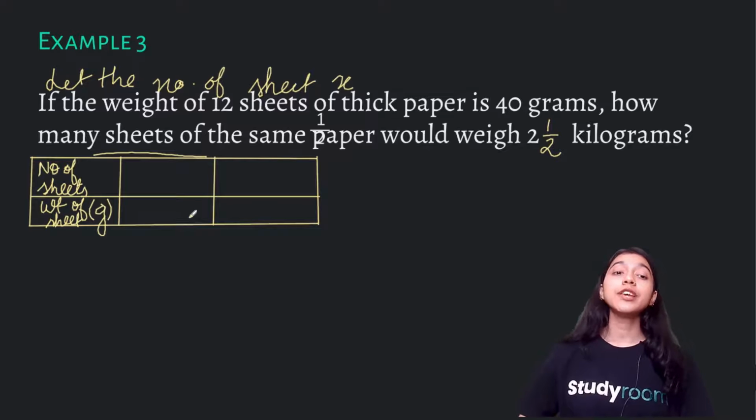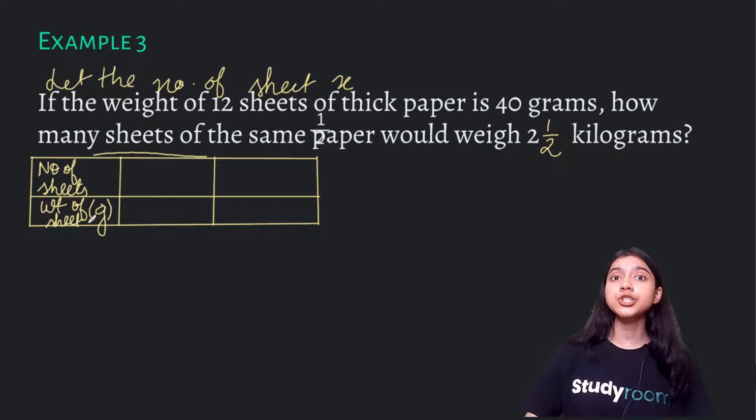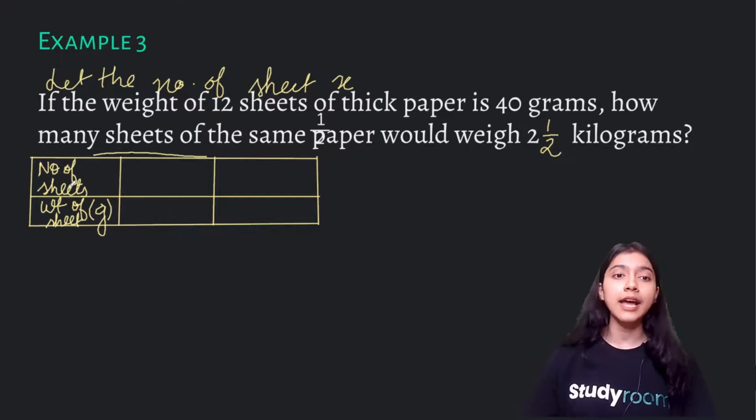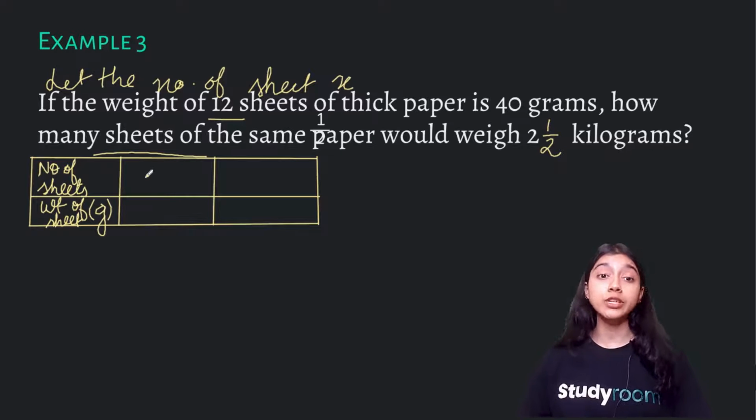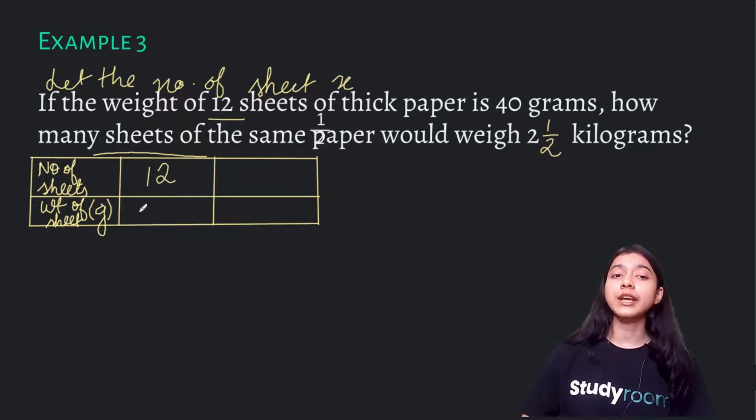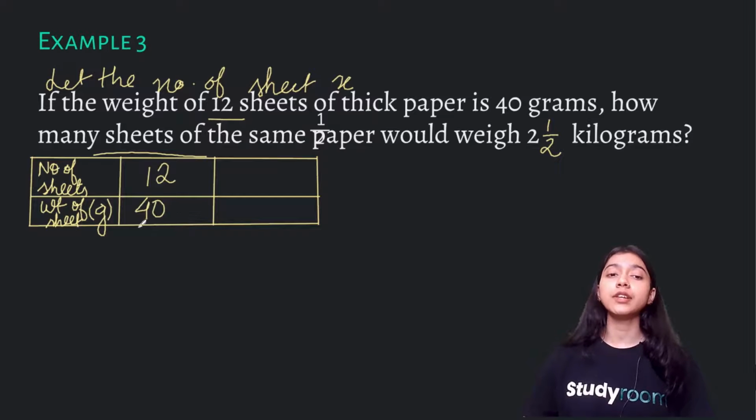So first of all, we have to make this table and write the first variable, that is the number of sheets, and the second variable, that is the weight of the sheets, but we'll be taking the weight in grams. So the first information was that 12 sheets weigh 40 grams. So the number of sheets was 12 and its weight was 40 grams.